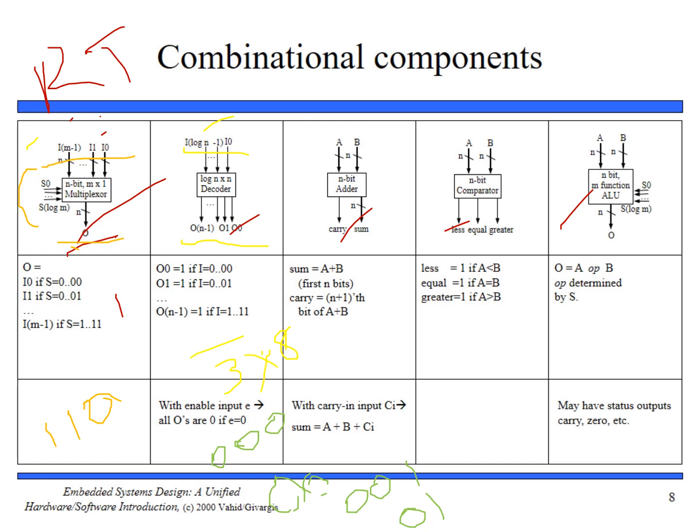A common feature of a decoder is an extra input called enable. There is an enable bit. It is not shown here, but a common feature of decoder is an extra input called enable. When enable is 0, all outputs are 0. When enable is 1, the decoder functions as it was working before.